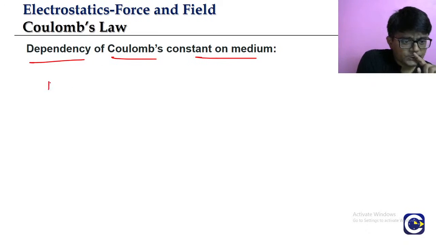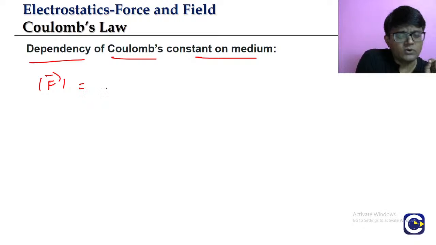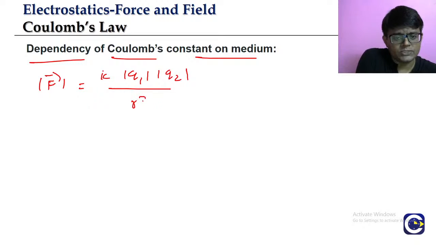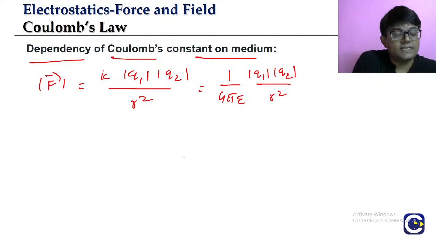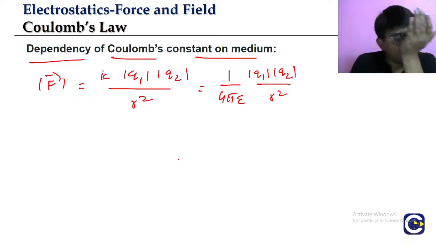Okay, so what have we written before this? That formula, Coulomb's law formula: the strength of the force magnitude is equal to what? K into modulus of q1 into modulus of q2 by r square. This is it, right? So now, in place of K we can also write it like this, 1 by 4 pi epsilon. Okay? So in place of K, what we can write? 1 by 4 pi epsilon.